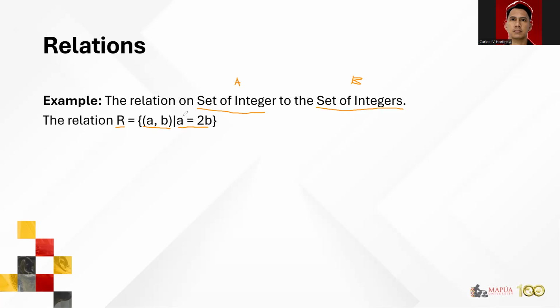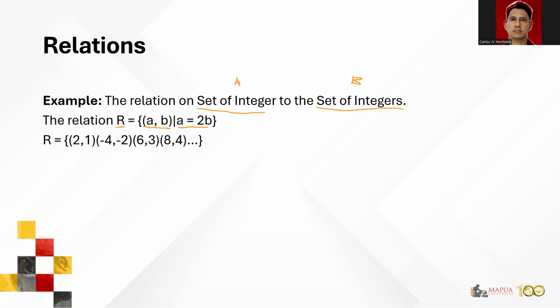This relation implies that the value A must always be equivalent to twice the value of your integer B. So whatever integer A you have, it should be paired with an integer value that is twice the value of your integer B. So the question now would be, what ordered pairs are now seen on your relation set R?